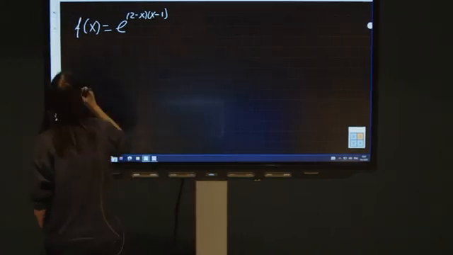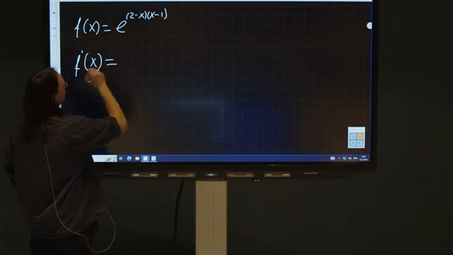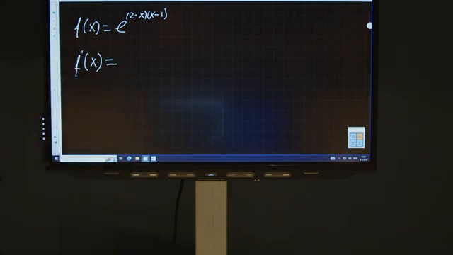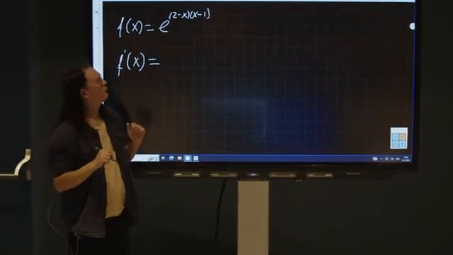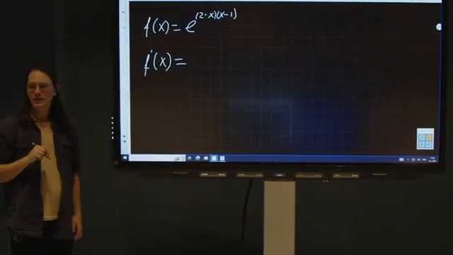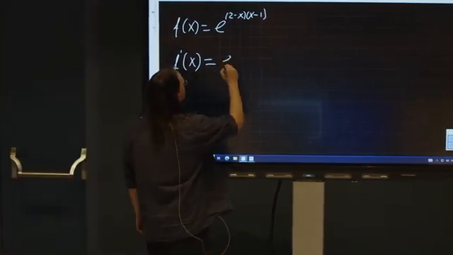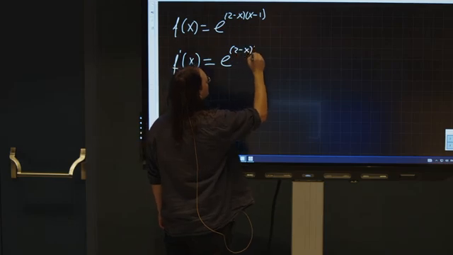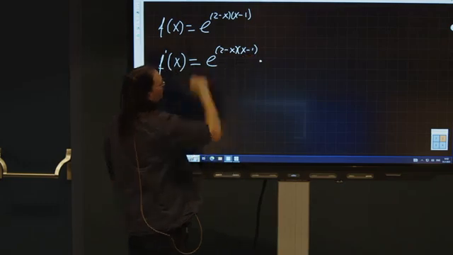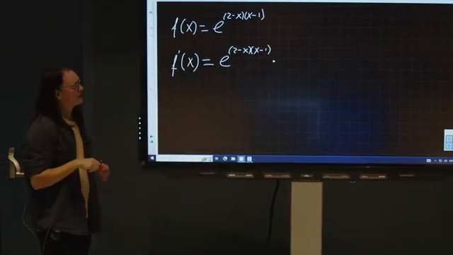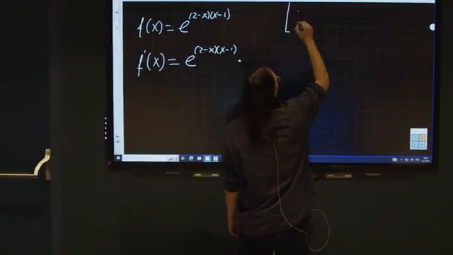So if we compute the derivative here, we again have to deal with this chain rule, right? We have a chain here of the function e to the power x and the function 2 minus x times x minus 1. The derivative of e to the power x is easy, it's just e to the power x. We get e to the power of 2 minus x times x minus 1, times the derivative of this 2 minus x times x minus 1. So let's consider what that is.